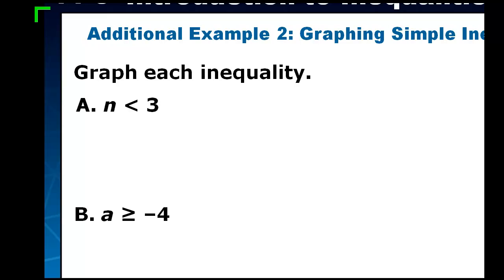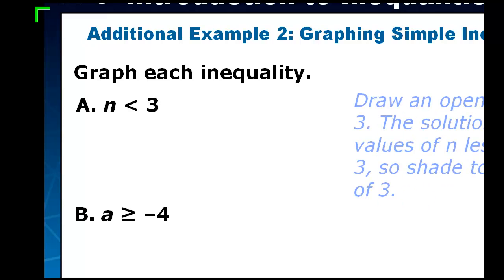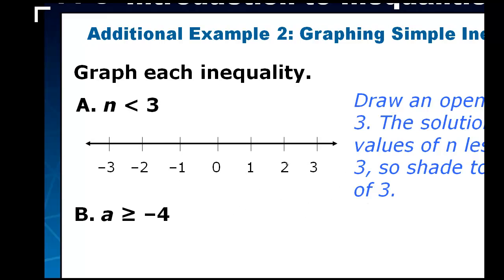Now we come to graph the inequality, okay? So let's graph sample inequalities. If I have n smaller than 3, draw an open circle at 3. The solutions are values of n less than 3. So shade to the left of 3. I have here the number line. I will come to 3 and make an open circle.